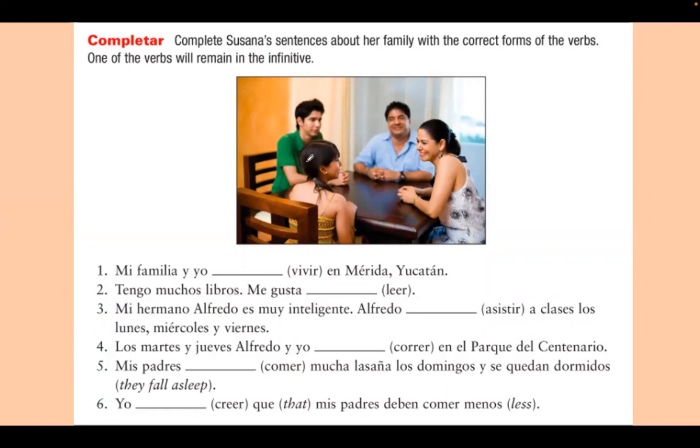Well, now take your time and now you are going to complete the exercise. Complete Suzanne's sentences about her family with the correct forms of the verbs. One of the verbs will remain infinitive. That means that it's not going to be conjugated. So pause the video, take some time, and conjugate the verbs when it's needed. There is one that is not conjugated.